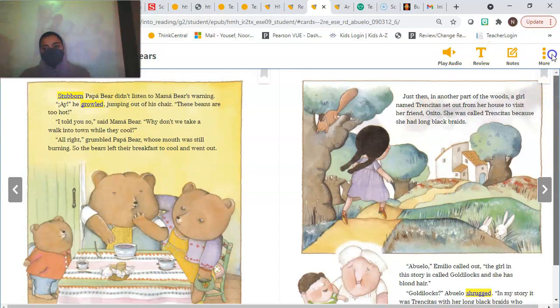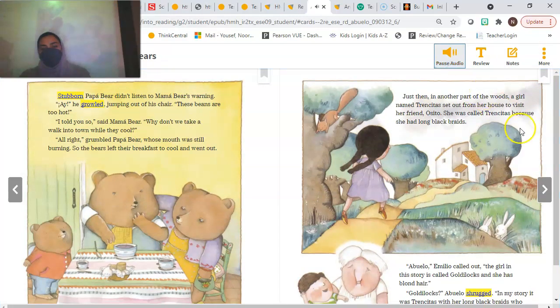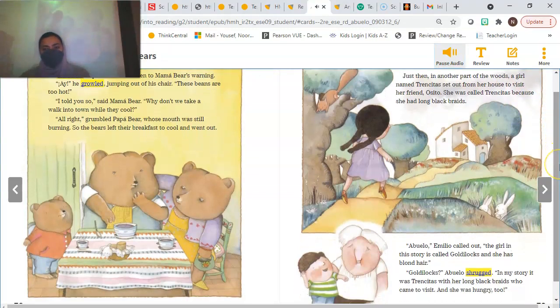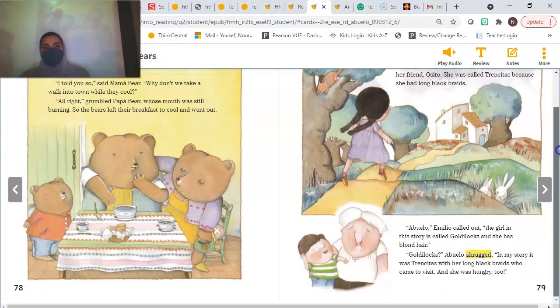Let's see what happens. In another part of the woods, a girl named Trenzitas set out from her house to visit her friend Osito. She was called Trenzitas because she had long black braids. So what do you guys think Trenzitas means in Spanish? Maybe something along the lines of braids, because she has long black braids. All right, let's keep going.